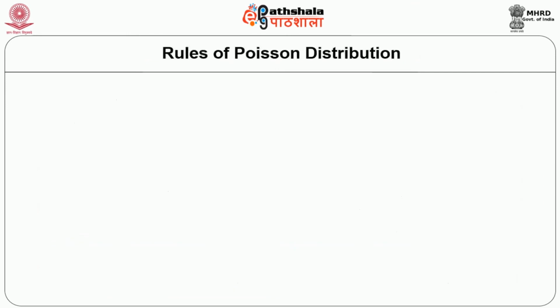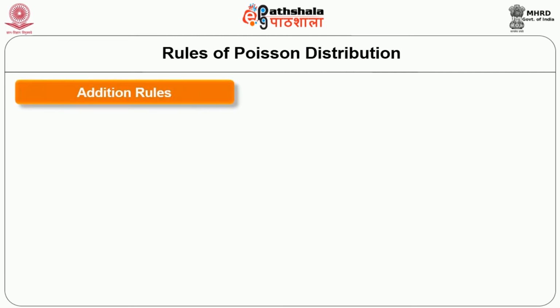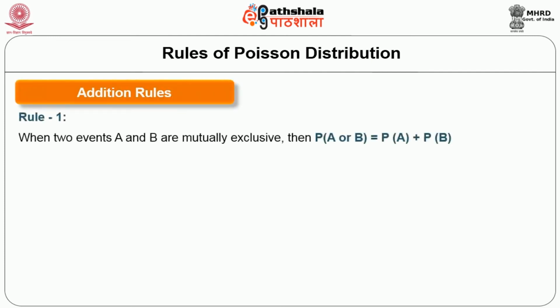So, we need to follow certain rules. Let us understand the rules in probabilities. Number one is called the addition rule. Number two is called the multiplication rule. Number one, let us understand the addition rule. The addition rule is nothing but when two events A and B are mutually exclusive, then the probability of A or B can be represented as probability of A plus probability of B.